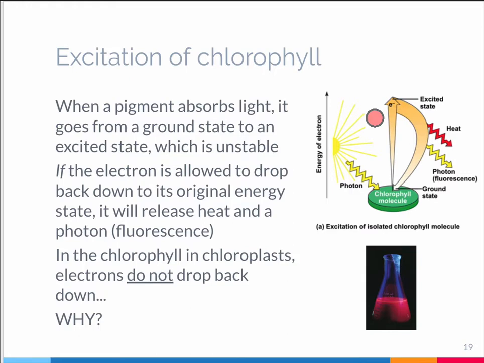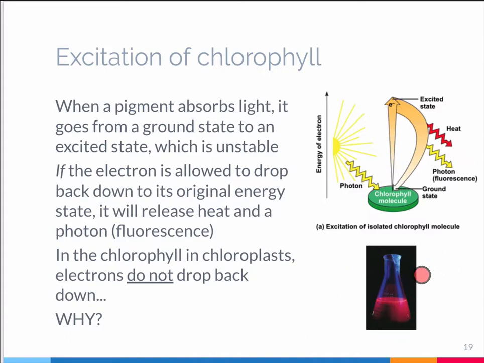An excited electron is not a stable electron. It's actually very unstable. And so the natural tendency for an electron that's been struck with light is to go right back down to its ground state, to its non-excited state, to its stable state. And when the electron does that, it releases all of the energy that it just had. So it releases a photon of light and also a little bit of heat energy.